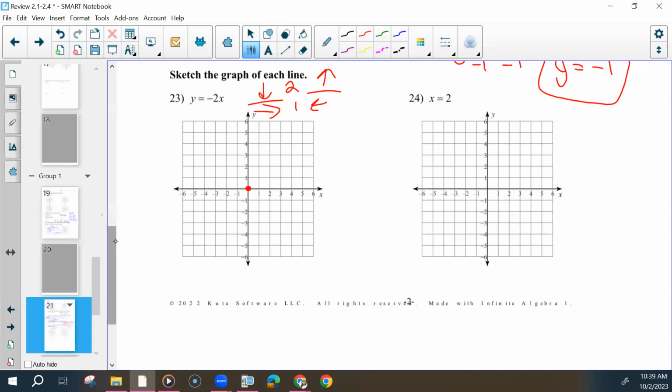So we can go down one, to the right one, sorry, as many times as possible. Go back to your y-intercept and go up one and left one as many times as possible. And then draw a line through everything, connecting all your points. Yes. 24, yes.